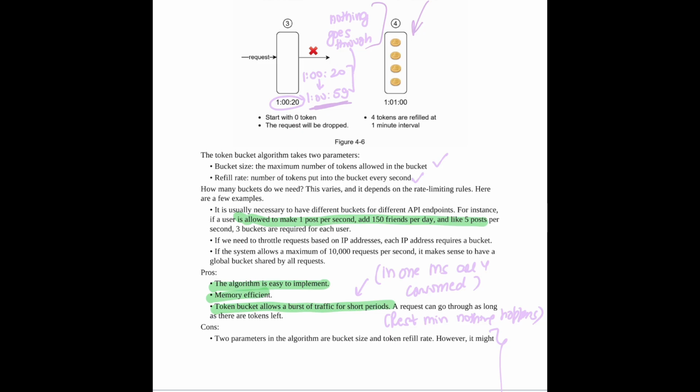The point here is that for different scopes, you will need different buckets because not everything will be the same, right? For example, if the user is allowed to make 1 post per second, the bucket size will be 1. And if the user is allowed to make 150 friends per day, the refill rate would be 150, the refill timestamp would be per day, as in after each day 150 gets filled, and the bucket size would be 150. So you will need different buckets, each for a different use case.